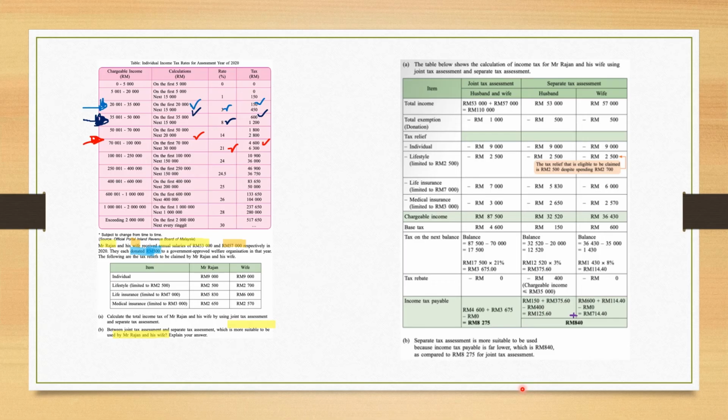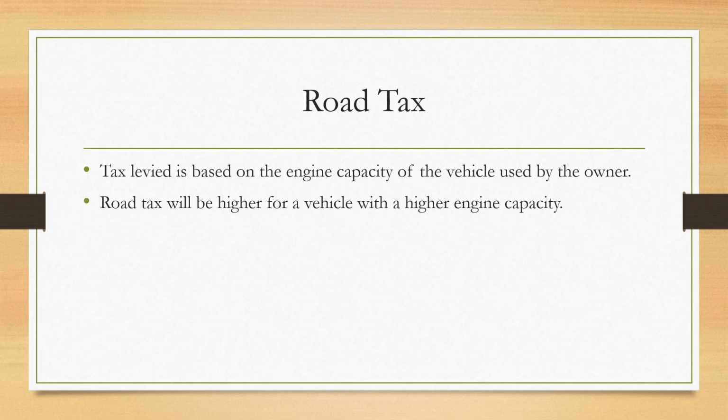Okay, now we are finally done with calculating chargeable income, calculating total payable income tax, and the details of monthly tax deduction as well as joint tax and separate tax assessment. You're finally done with this one subtopic. Now we can move on to the other, smaller subtopics.